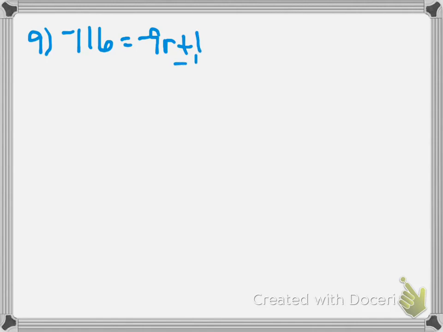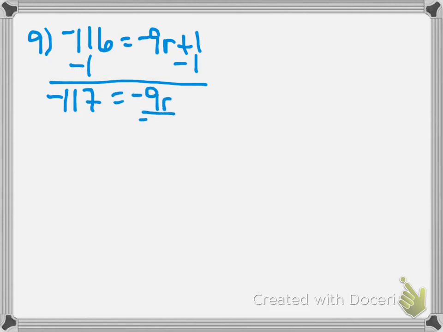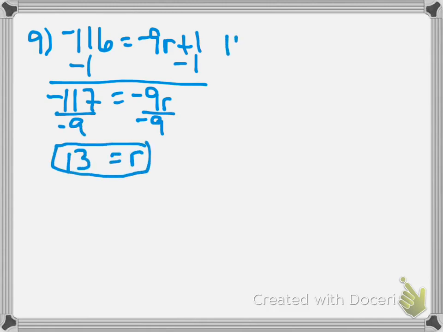Okay, so here I have this problem. Negative 9r plus 1 equals negative 116, or negative 116 equals negative 9r plus 1. So I can see negative 9 times r, plus 1. The opposite of a plus is to subtract. It gives me negative 117. And then I'm going to divide by negative 9, and that will give me positive 13. And that's my answer.